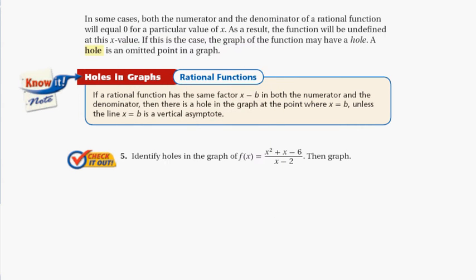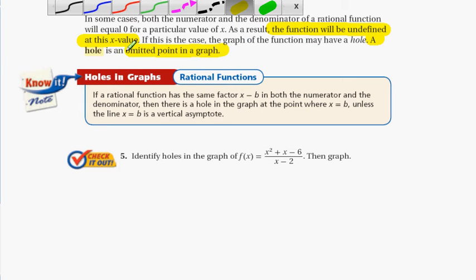In this example, we're going to look at where both the numerator and denominator of a rational function will equal 0 for a particular value of x. As a result of this, the function will be undefined at this x value. If this is the case, the graph of a function may have a hole. And a hole, a definition of a hole, is an omitted point in a graph.